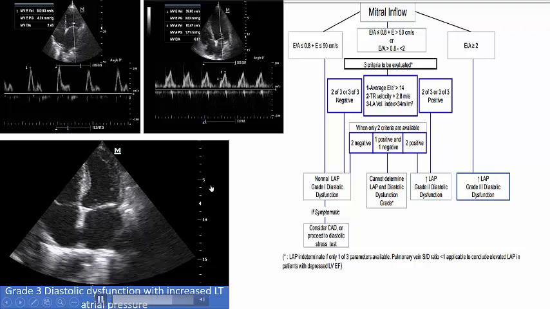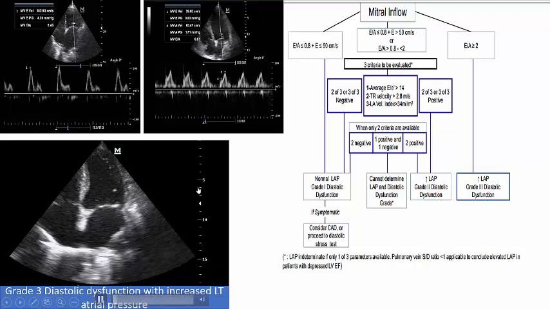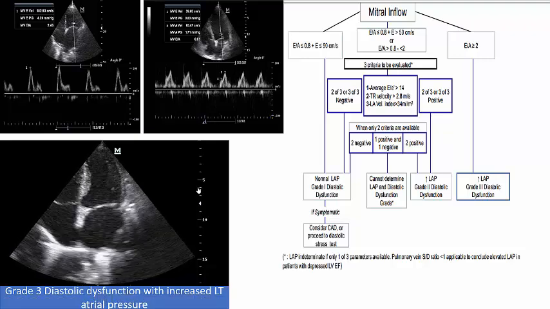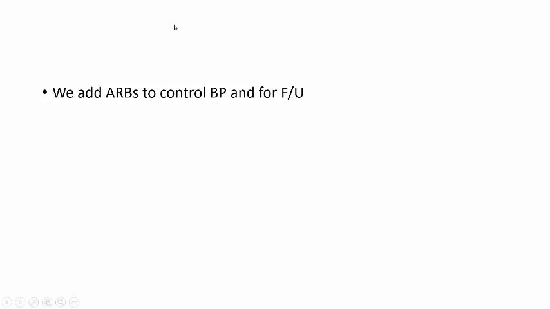So as you see here, point of care ultrasound in clinic helps us a lot in giving medication and in follow-up of the patient. And we add ARBs to control blood pressure because it's 150 over 80, and the patient really is happy about this control. And I will repeat again, point of care ultrasound in clinic is great and will help you a lot in the management of your patients in clinics.